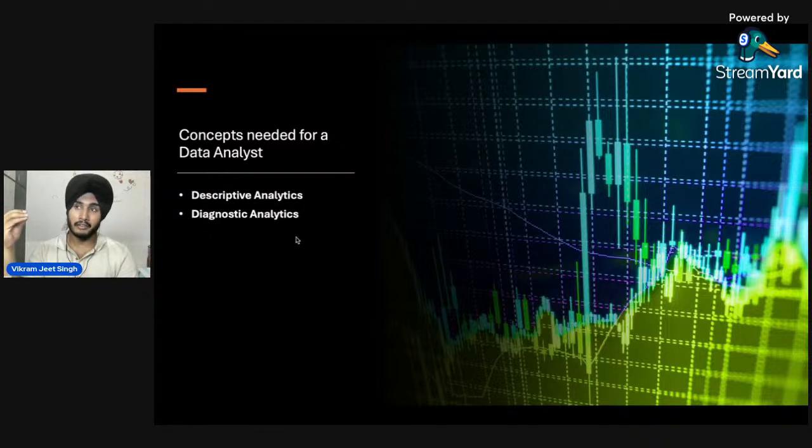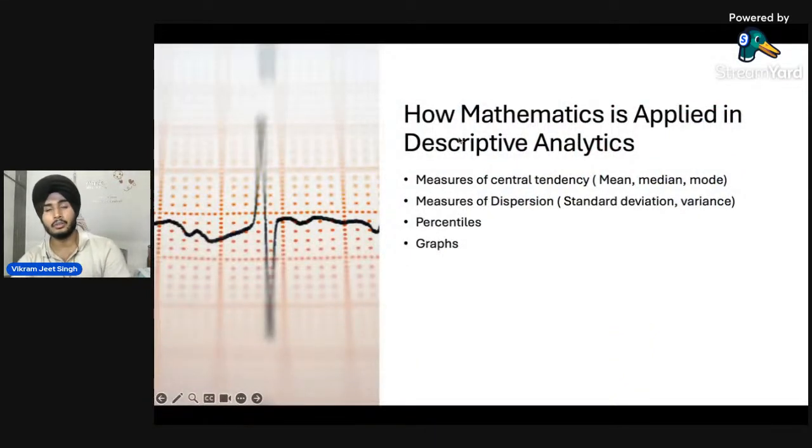Then, if we have informed the VPs or the senior hierarchy of the company that this is happening, this has been the movement of the share or the movement of the product, or this has been the fraud, then we discuss what steps we can take, or before that, why it has happened. Under that the diagnostic analytics part comes into place. So these two are the major parts which I have worked upon, and now I will discuss the maths behind these two. Coming to how mathematics is applied in descriptive analytics.